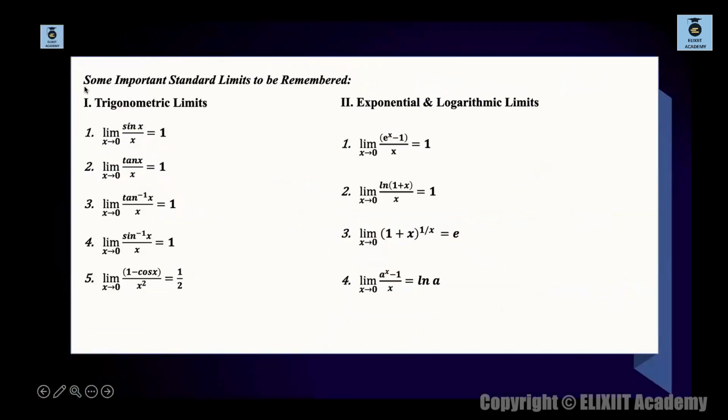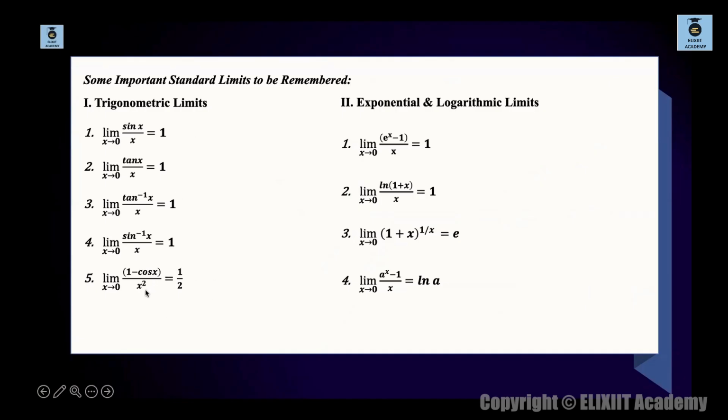Again, these are some standard limits which you are supposed to remember. These are some trigonometric limits. The limit as x tends to 0 of sin x upon x is 1. In fact, technically it is not exactly 1, it is actually slightly less than 1, but we will call it 1. We'll see the graph as well, but the limit as x tends to 0 of sin x upon x is basically 1. Similarly, tan x upon x is 1, and so on for the remaining others. So these are some standard limits you are supposed to remember.